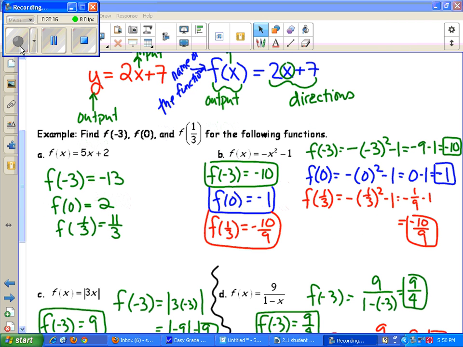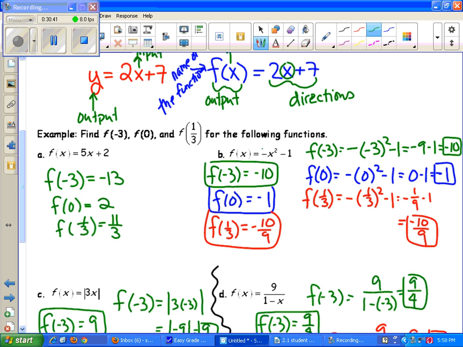If we take a look at our answers, for B, f of -3, when you plug it in, you get -10, so you can check your work there. F of 0 ends up being equal to -1, and f of 1/3 equals -10/9. So make sure that you remember it's right here, there's that negative that we have in front of our equation, so negative, and then x squared minus 1. So you're squaring your numbers, and then you still have the negative in front that you have to worry about. So if you got those wrong, make sure you correct them.